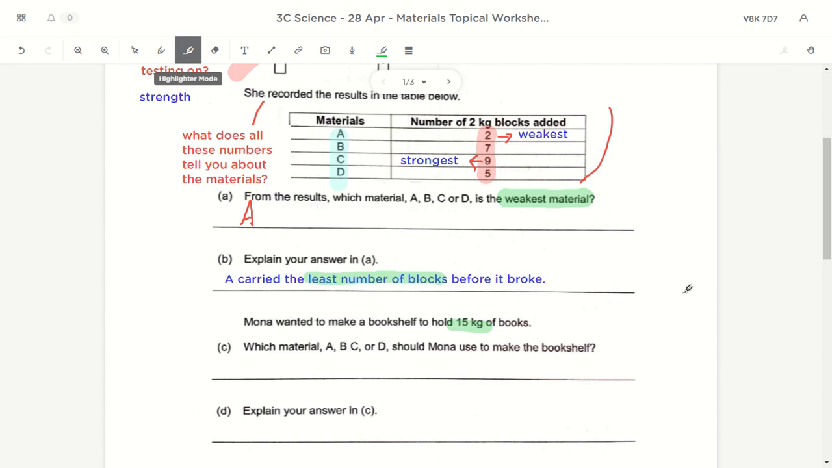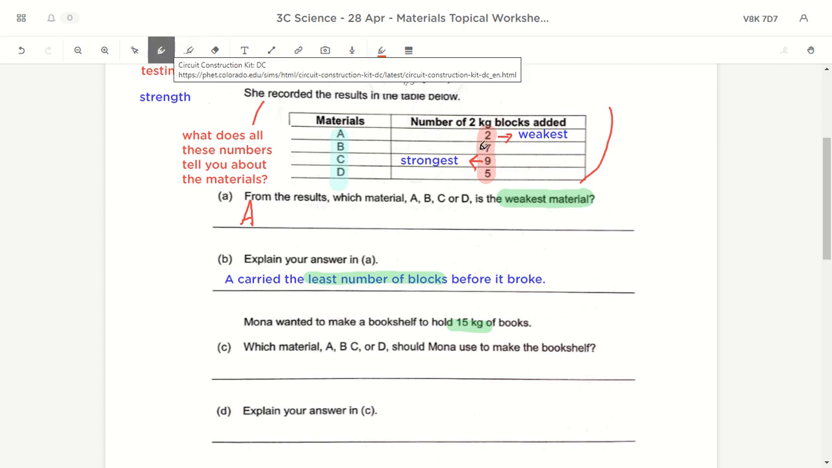So in this case, which material should I use? Okay, definitely I'm not going to use A. So am I going to use B, C, or D? Okay, so B can only carry 7 blocks of 2 kg. So 7 times 2, you realize, is 14. Not enough, I want 15.